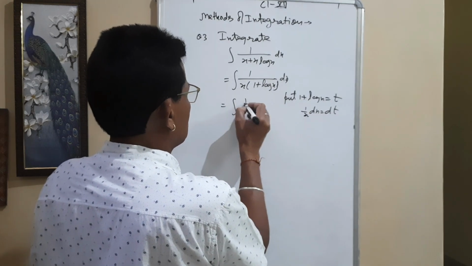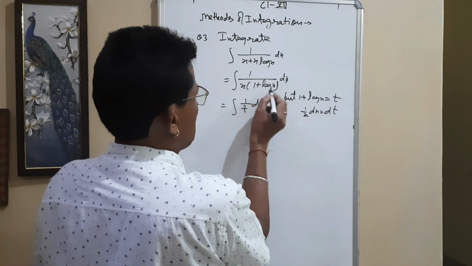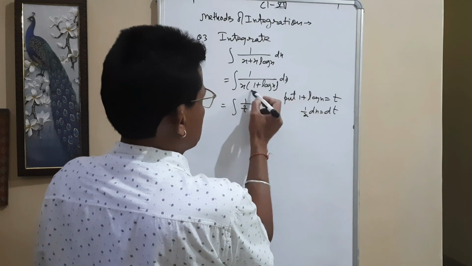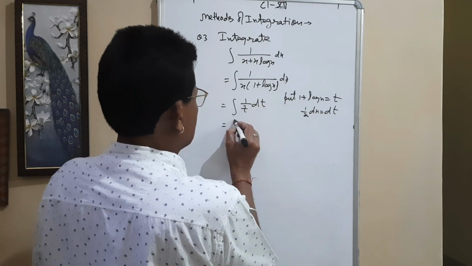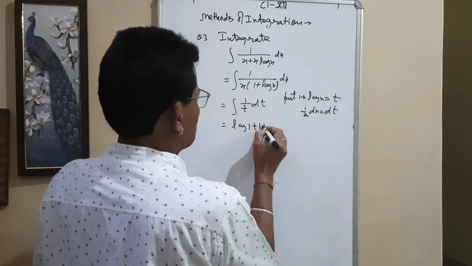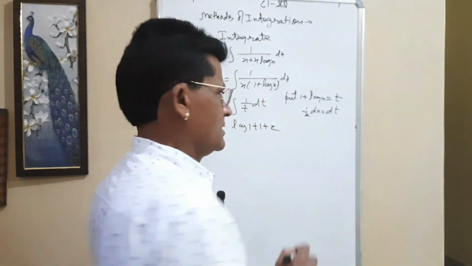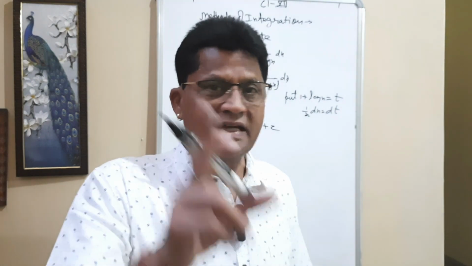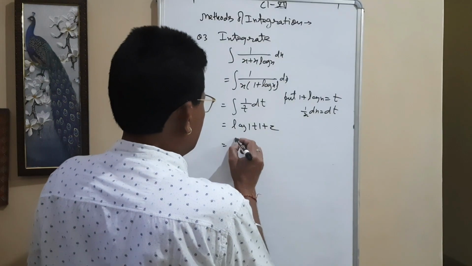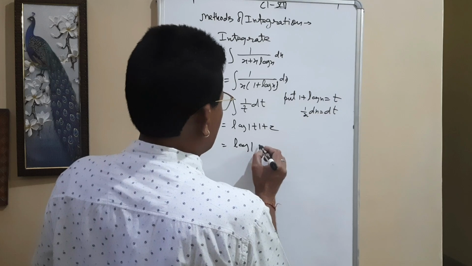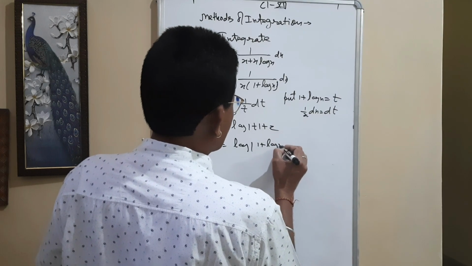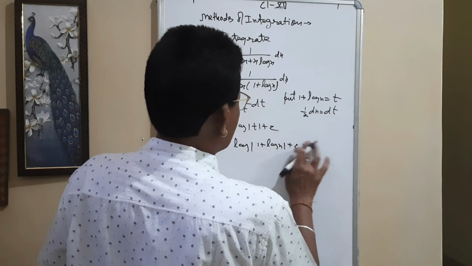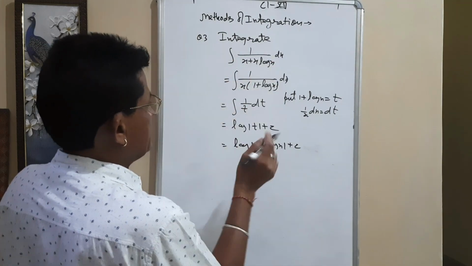Then what does it mean? 1 upon t dt. 1 plus log x, that is t. dx upon x, that is dt. My dear student, integrate it: log of the absolute value of t. Always put the log values in the absolute symbol. Absolute symbol means we can always find the logarithm of positive values, not of negative values. Okay, that is why you will see. Change the variable t, its value will be 1 plus log x, plus c. It will be the solution, the integration of it.